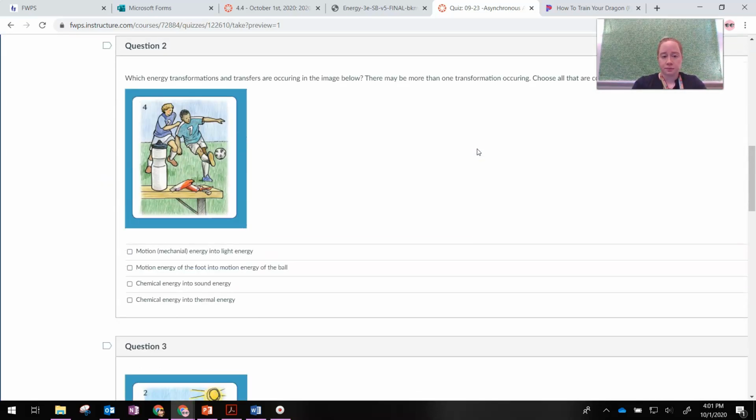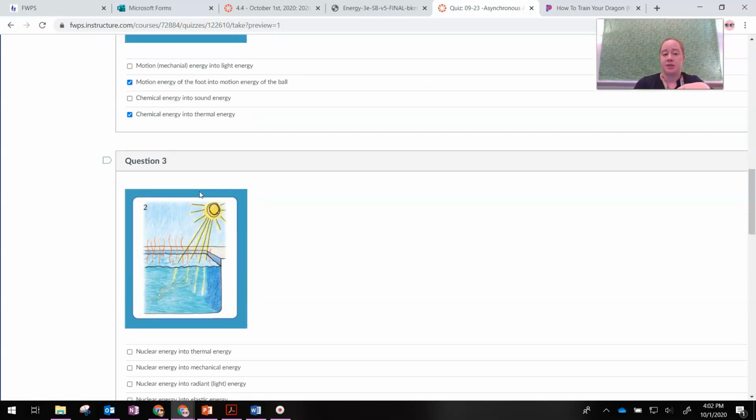Question 2, the best answers were motion of your foot being transformed into motion of the ball, as well as chemical energy in the food and water being transformed into thermal energy, because when you do a lot of exercise, your body gets warm. So those are the two main types of energy transformations there.